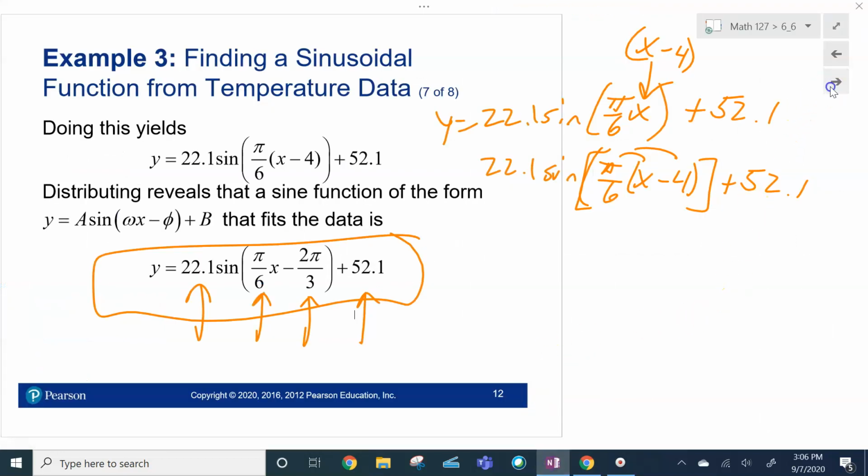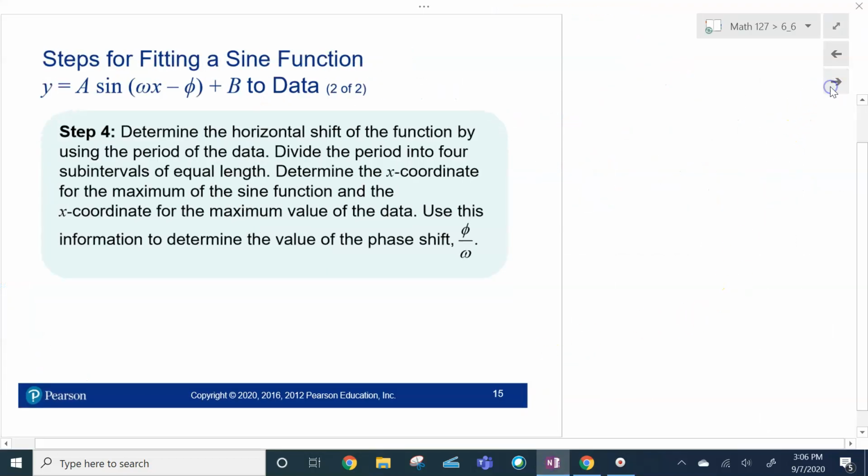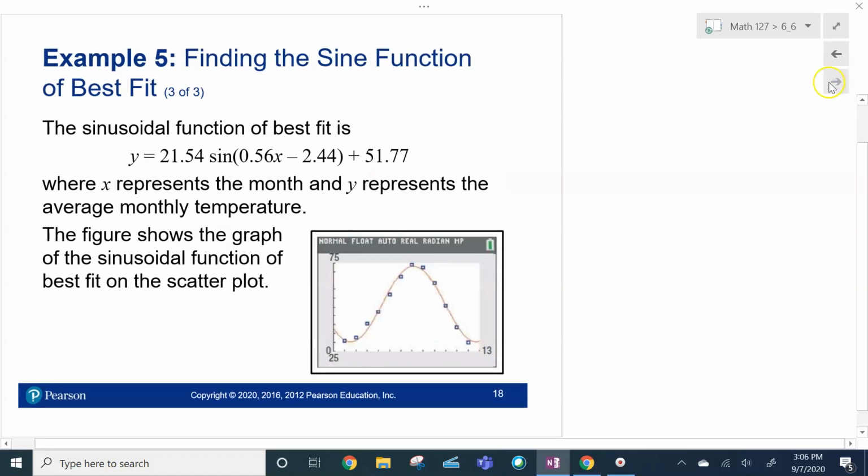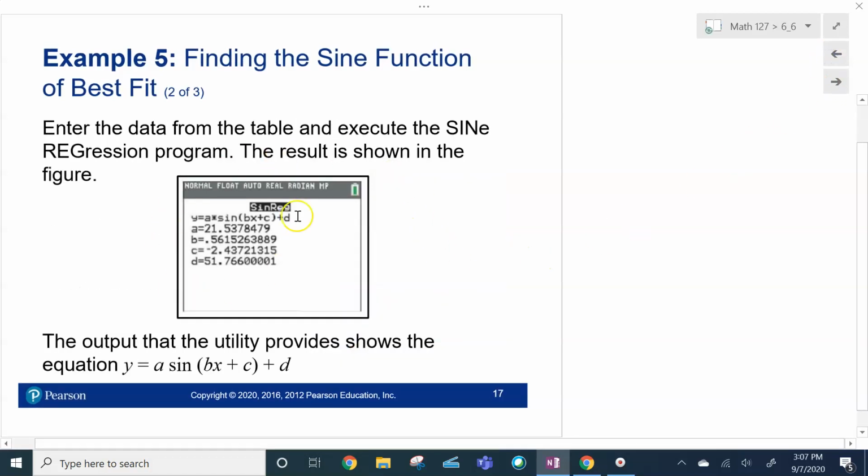Here it is with a TI-84, I believe, on this. Okay, if you run that sinusoidal regression with that.